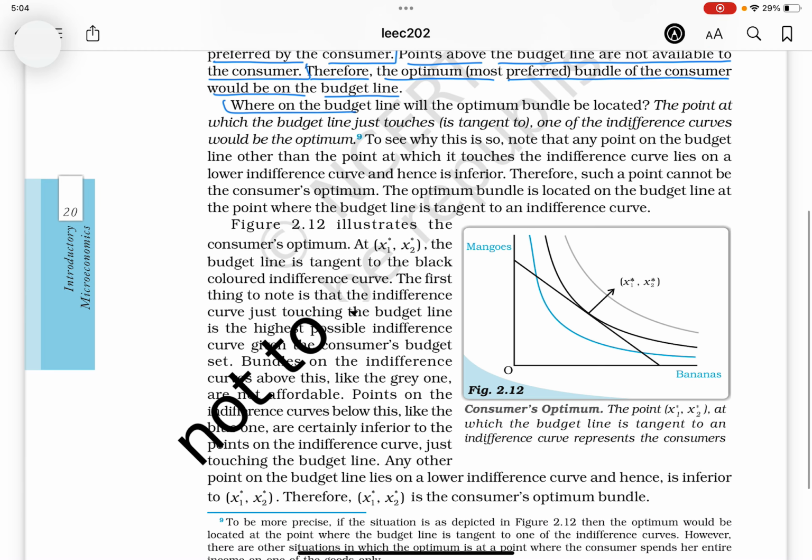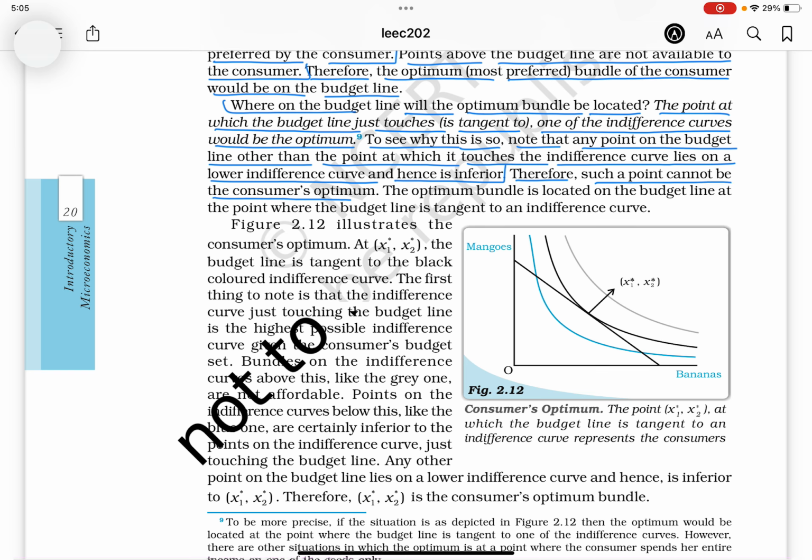Where on the budget line will the optimum bundle be located? The point at which the budget line just touches, that is, is tangent to one of the indifference curves, would be optimum. To see why this is so, note that any point on the budget line other than the point at which it touches the indifference curve lies on a lower indifference curve and hence is inferior. Therefore, such a point cannot be the consumer's optimum.